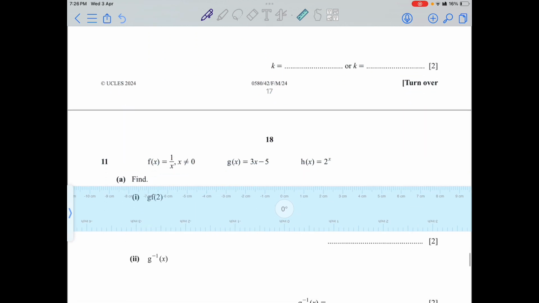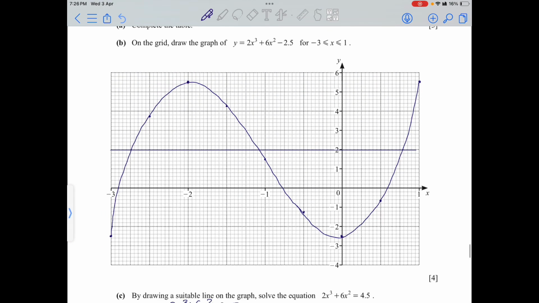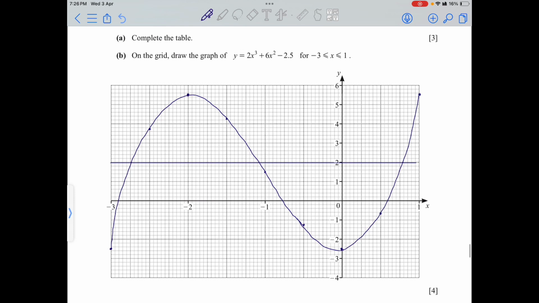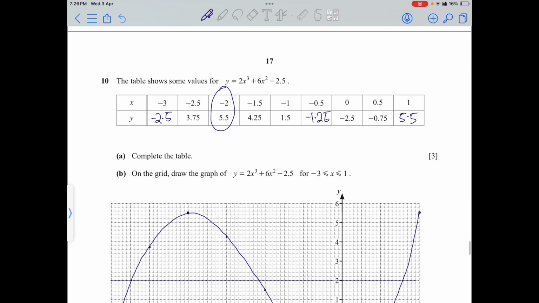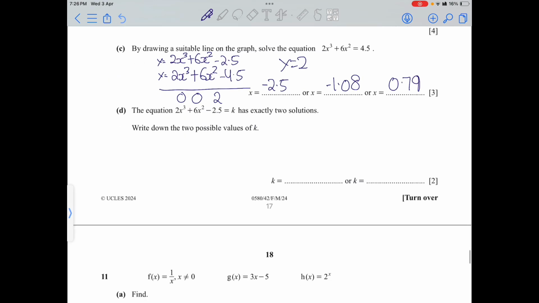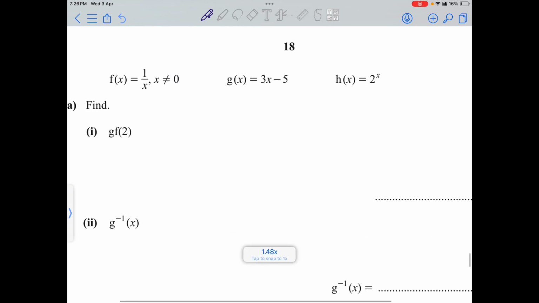Then it says that we have to find a value of k for the equation. There are exactly only two solutions. Now these two solutions will be at the maximum and the minimum. The maximum here, which is negative 2, is 5.5, as we can see from here. And the minimum is at 0, so that is negative 2.5. So 5.5 and negative 2.5.